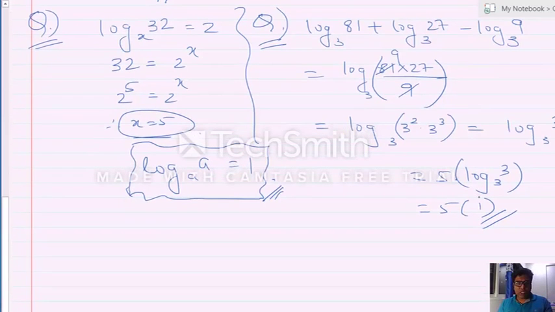Done. So these are the kind of sums that you'll get. You can go for some tough sums most probably. I'll take up some tough sums in the next video. So this is the most basic thing in logarithms. Thanks.